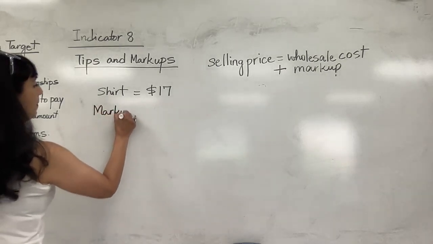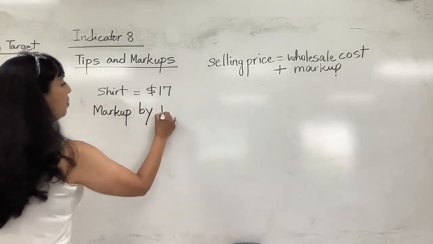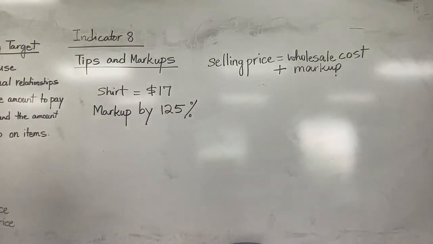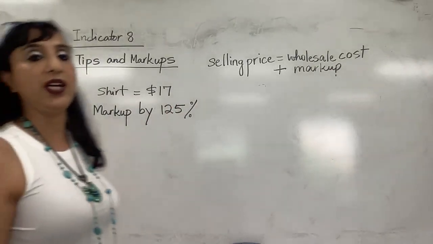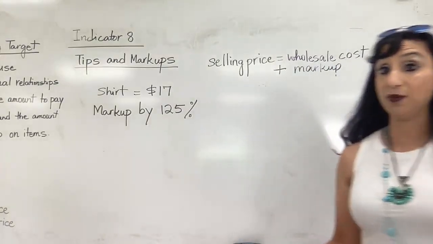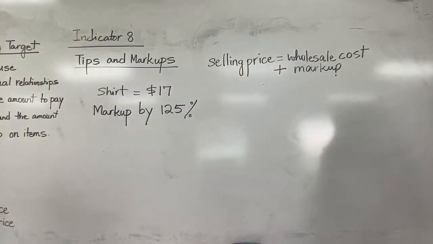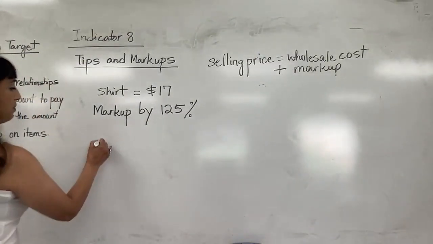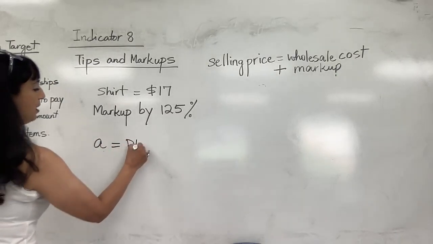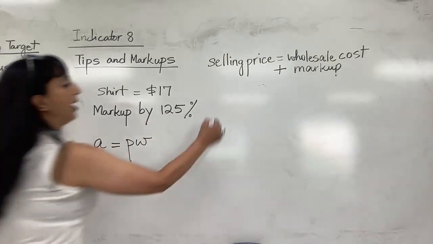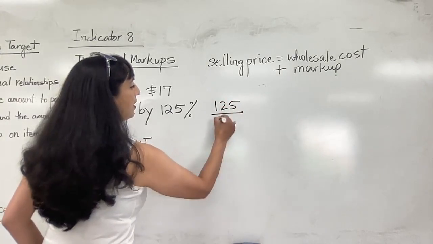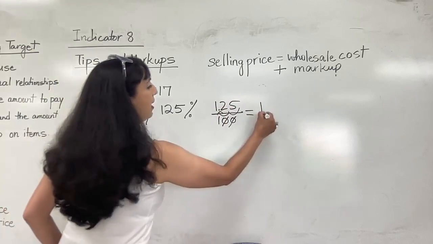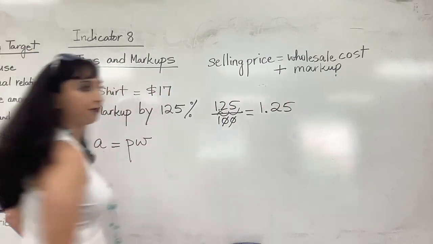So what will be the selling price for each shirt? How much is that customer going to have to spend in this case? Okay, so we are trying to find this part. A is equal to P times W, where P is the percent, and 125% as a decimal is 1.25.